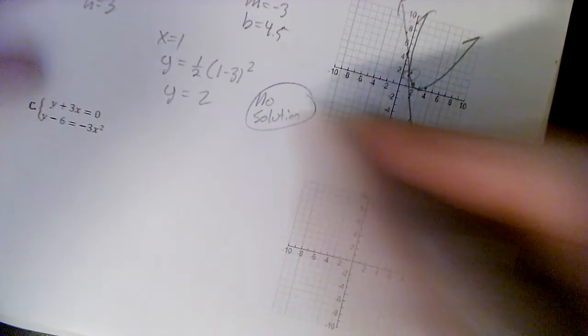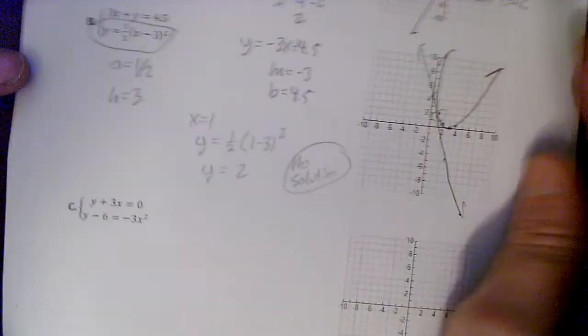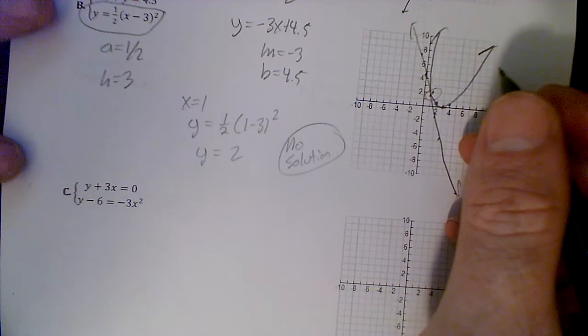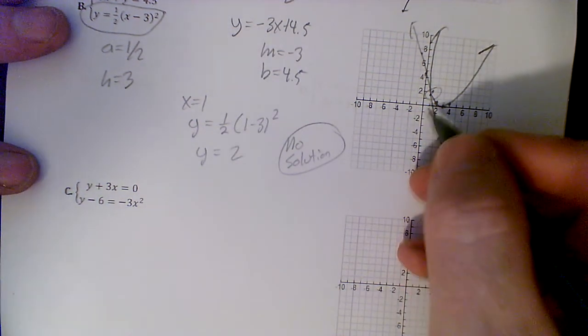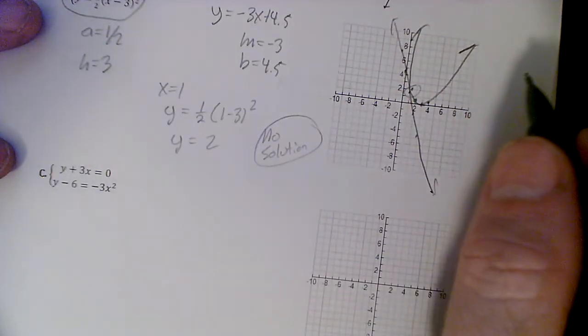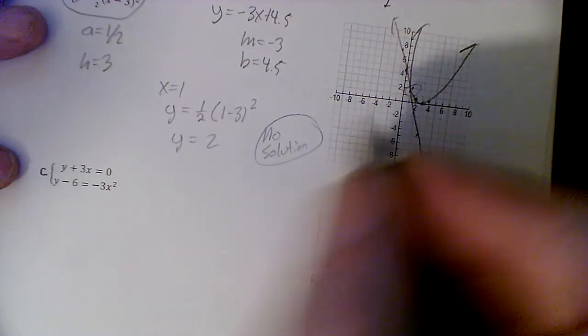Again, we're kind of showing the weakness of this method. The weakness of this method is you really need a graphing calculator. So you just graph and we get an idea where the solutions are, but without a graphing calculator, there is really a hard time telling exactly where.